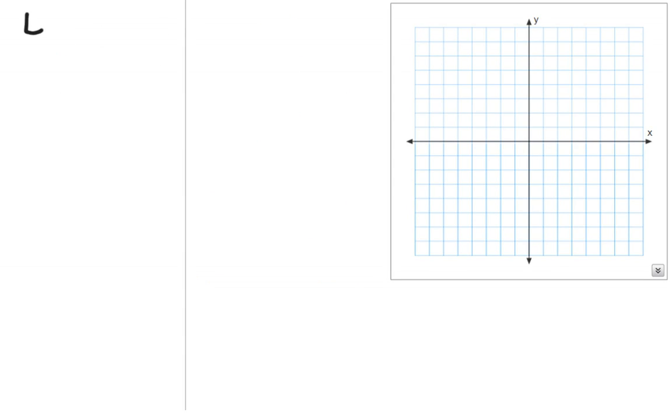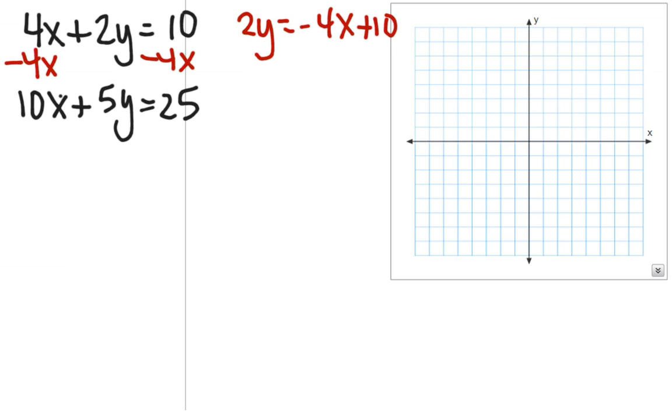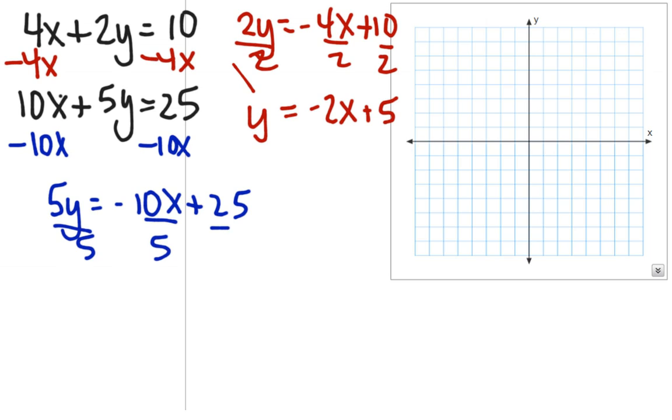The last example we'll do is 4x plus 2y is equal to 10, and 10x plus 5y is equal to 25. First equation, I'm going to subtract 4x from each side so that we can, again, get it solved for y. 2y equals negative 4x plus 10. Divide everything by 2. And that gives me y equals negative 2x plus 5. Second equation, subtract 10x from each side. That gives me 5y is equal to negative 10x plus 25. Divide everything by 5. And y is equal to negative 2x plus 5. Well, gee, that's the same equation I just got a moment ago.